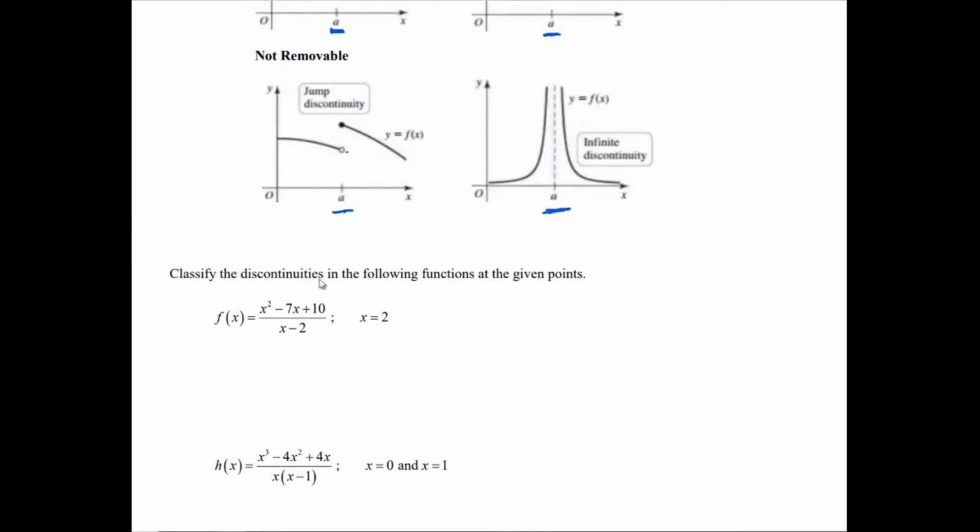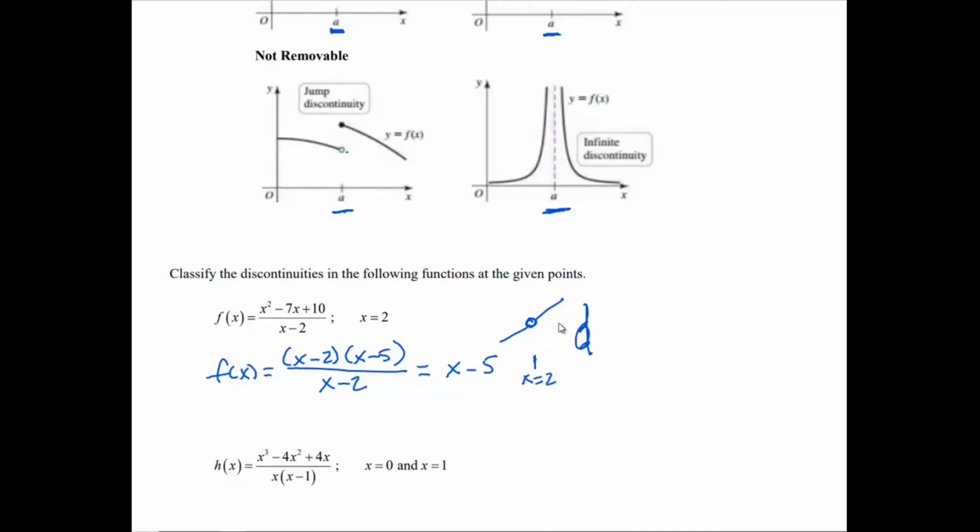Alright, so classify the discontinuities. Alright, so I know at x minus 2 it looks like I would have something going on there. Okay, it's not defined at 2. So let's factor it and see if it's a hole or if it is a vertical asymptote. So if I factor the top, I get x minus 2, x minus 5. And I can see here now that I have a factor of x minus 2 on the top, and the denominator is x minus 2. So that is going to be equal to the line x minus 5 everywhere except where x is 2. So the graph of that would just be a line with a hole in the graph at x equals 2.